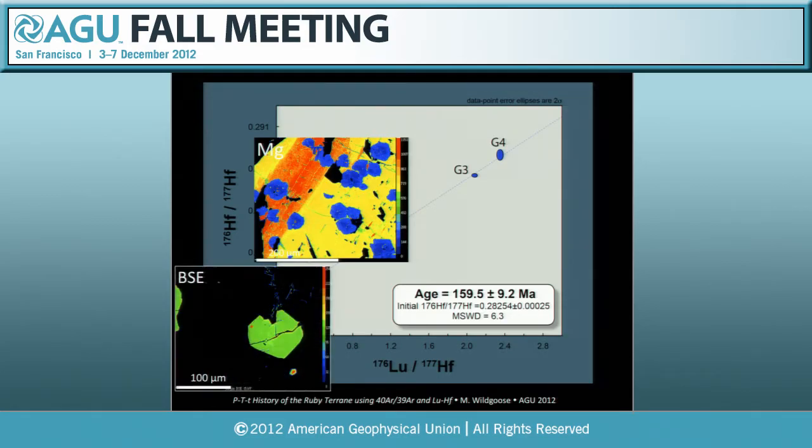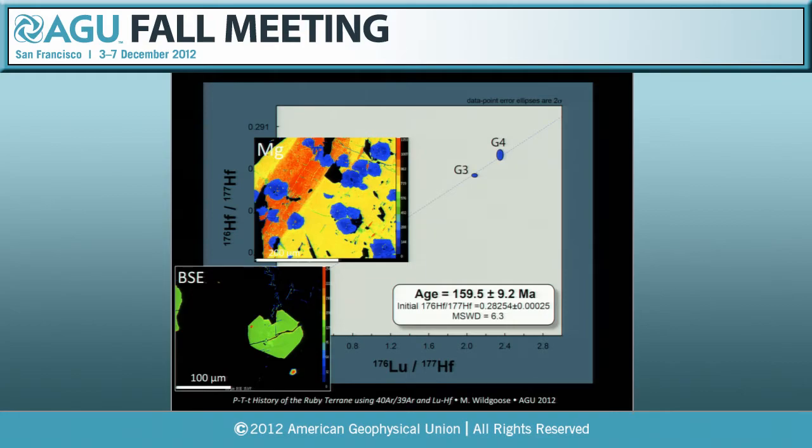One possibility is that we have zircon inclusions in some of these garnets. This is a euhedral garnet, in a backscatter electron image. This little red dot here is a zircon inclusion, but it's very small. And this could result in the younger ages. It cannot result in the older ages. So that could be one possibility.